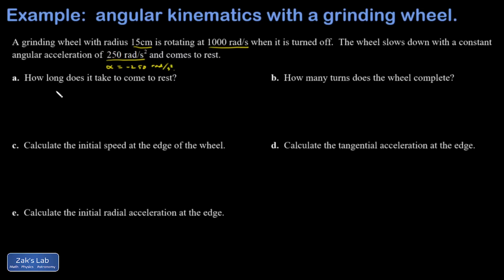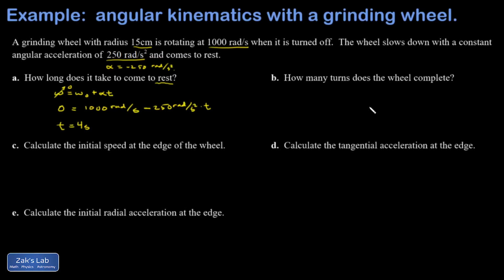I want to find out how long it takes for this wheel to come to rest. And so I pick a kinematics formula that's going to get it done for me. My final angular speed is equal to the initial plus angular acceleration times how much time has gone by. And my final here is 0 because I'm talking about it coming to rest. So I have 0 equals 1,000 radians per second minus 250 radians per second squared times how much time has gone by. And I can see that I'm going to get exactly 4 seconds for this disk to come to rest.